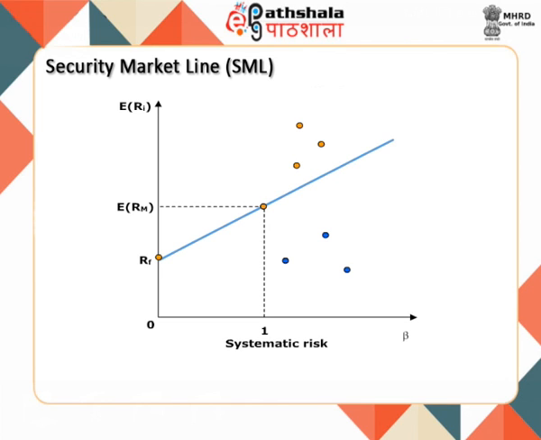Individual securities are plotted on the SML graph. The securities lying on the SML are correctly priced. However, the securities above the line are undervalued because for a given amount of risk, beta, they yield a higher return, and the securities below the line are overvalued because for a given amount of risk, they yield a lower return.